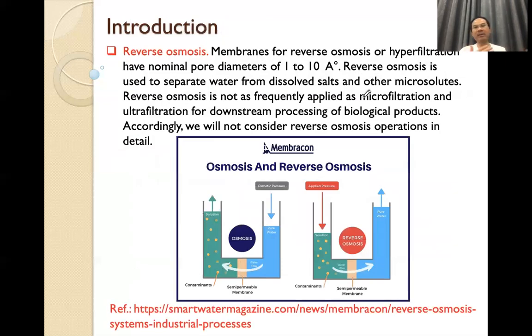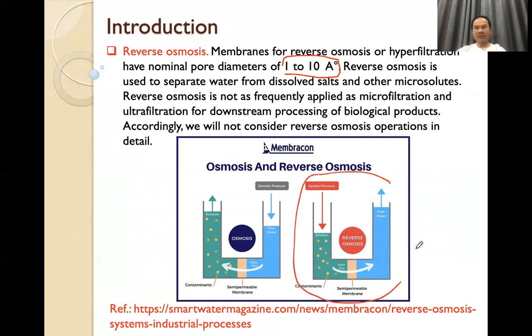And another is reverse osmosis, or sometimes we call it hyperfiltration. The diameter of the pore should be 1 to 10 angstrom. That's right, 1 to 10 angstrom. Reverse osmosis, for example, like this.